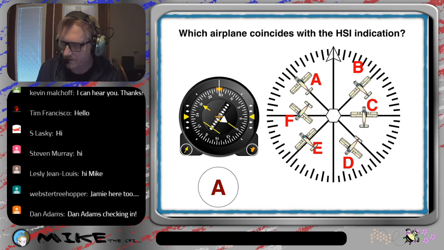The FAA tests sometimes show a couple airplanes that are up in that same quadrant. So you're looking for the one that's facing the direction that it shows that you're flying.